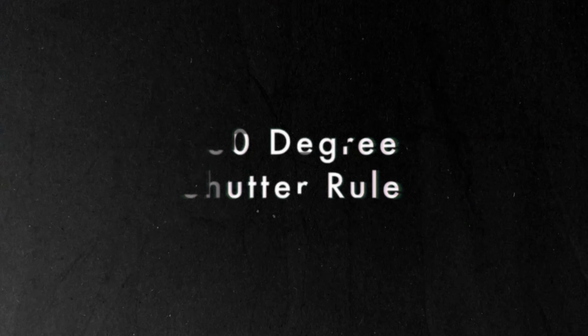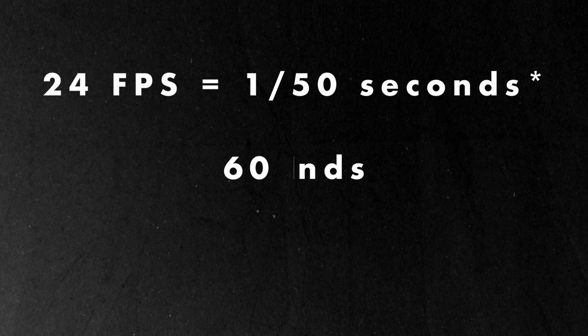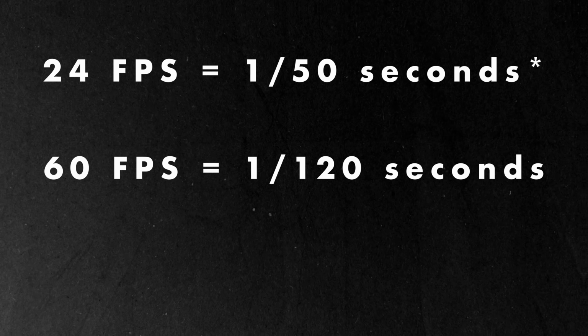So first thing you need to follow is the 180-degree shutter rule. Now what the 180-degree shutter rule basically tells you is that your shutter speed needs to be double the frame rate. For example, if you're shooting in 24 fps, your shutter speed needs to be twice the frame rate that you're using. So that means your shutter speed needs to be 1 over 50. If you're using a 60 fps frame rate, then your shutter speed needs to be 1 over 120, and so on and so forth. So why do we say that?